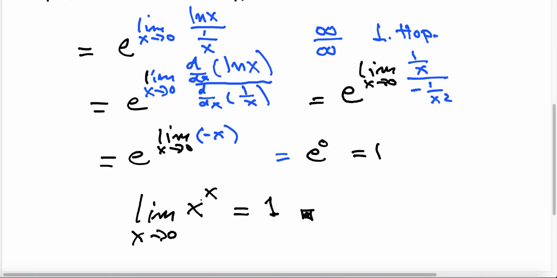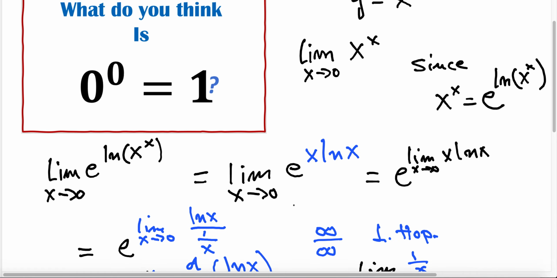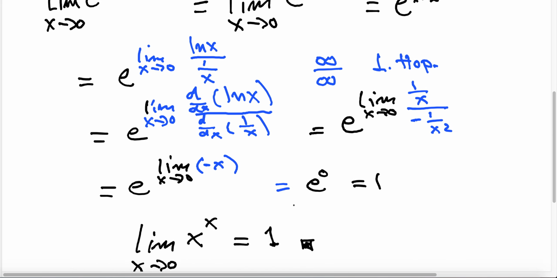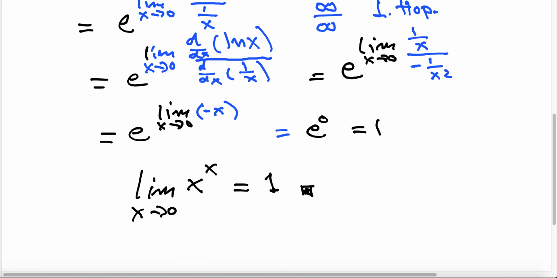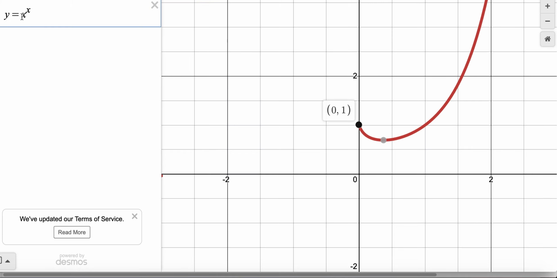So we showed here 0 in exponent 0 is equal with 1. So this one supports the idea 0 in exponent 0 is equal with 1. And the other important idea is if we are going, for example, in Desmos or any graphing calculator, and we graph the function x in exponent x, and if we are substituting 0 here, 0 in exponent 0 is equal with 1. So this is the second argument that supports the idea 0 in exponent 0 is equal with 1.